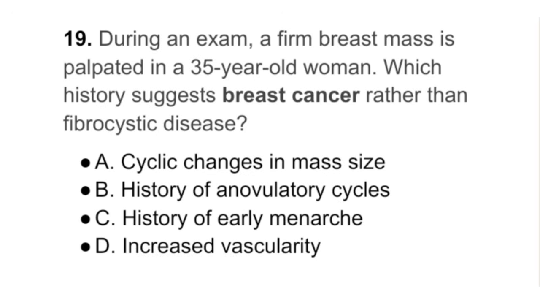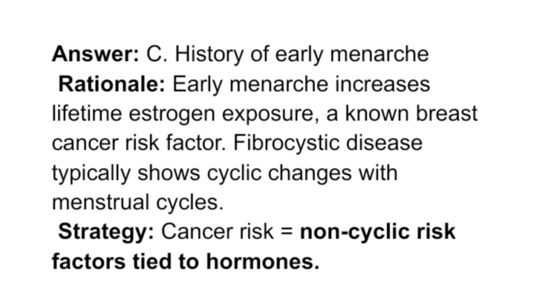19. During an exam, a firm breast mass is palpated in a 35-year-old woman. Which history suggests breast cancer rather than fibrocystic disease? A. Cyclic changes in mass size. B. History of anovulatory cycles. C. History of early menarche. D. Increased vascularity. Answer, C. History of early menarche. Rationale: early menarche increases lifetime estrogen exposure, a known breast cancer risk factor. Fibrocystic disease typically shows cyclic changes with menstrual cycles. Strategy: cancer risk equals non-cyclic risk factors tied to hormones.